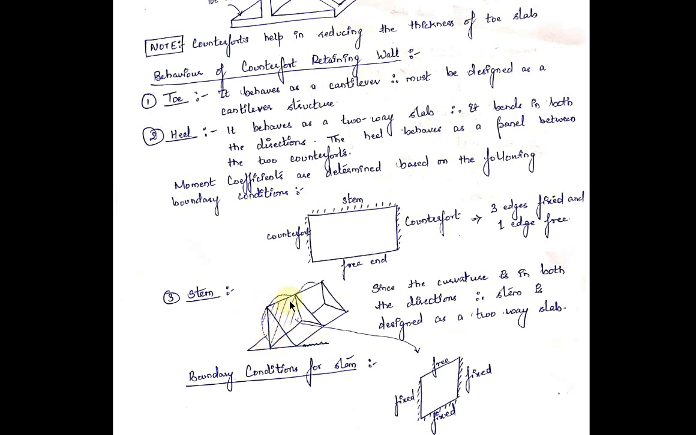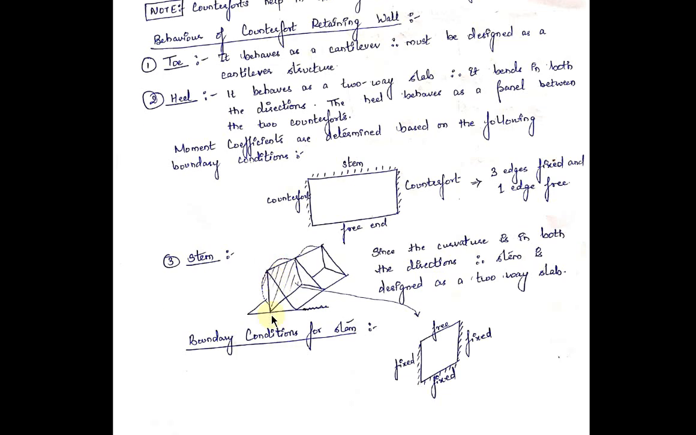So in this case also, when we find out the moment coefficients during the design process, we use the same condition as we used in the heel slab, that is three edges fixed and one edge free. Now, this stem portion of the retaining wall also bends in two directions. Therefore, the stem panel also acts as a two-way slab. So this was the behavior of the toe, heel, and the stem.